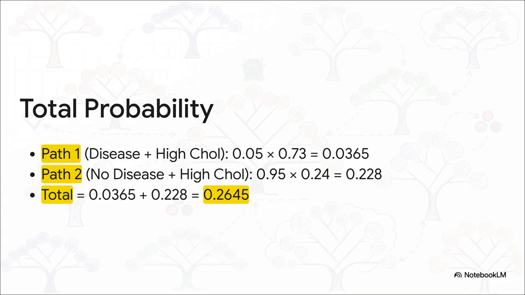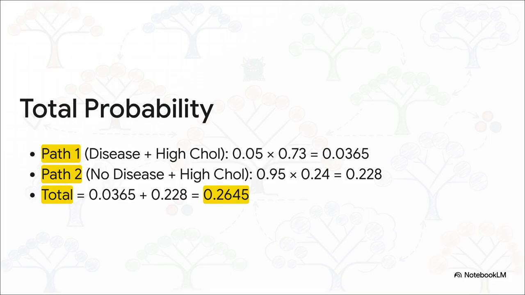Let's think, how many ways can a person end up with high cholesterol? 2 ways, right? Path 1, they have heart disease and high cholesterol. So we multiply along that path. 0.05 times 0.73. That gives us 0.0365. Now for path 2, they do not have heart disease, but they still have high cholesterol.